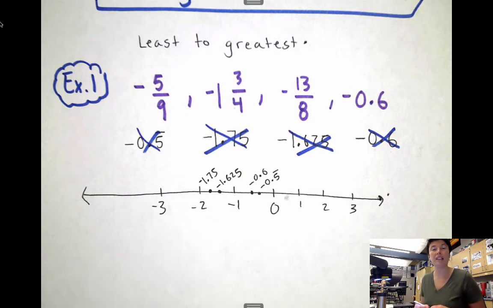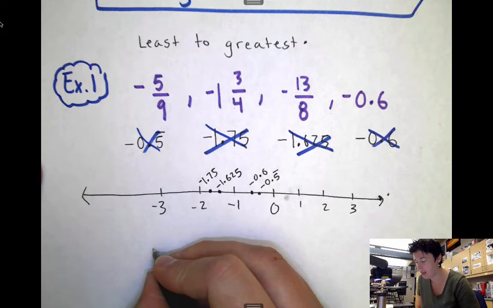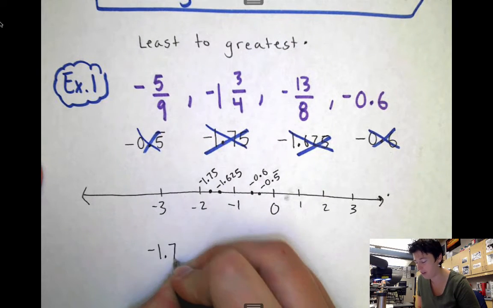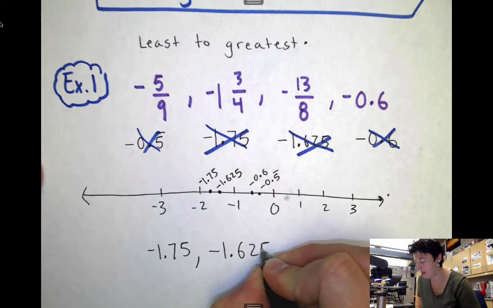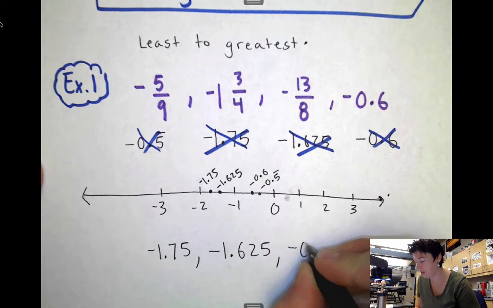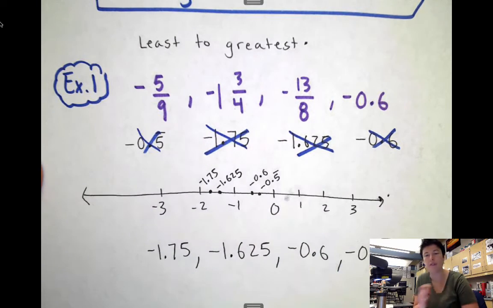So as far as least to greatest goes, you can tell that my least number is the negative 1.75. Then it's the negative 1.625. Then it's the negative 0.6. And then it's the negative 0.5 repeated, left to right.